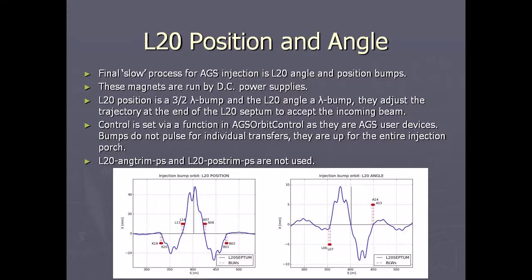let me talk about the injection bump for a moment. So the injection bump consists of backleg windings around AGS main magnets, right? And there are two. There's an angle bump and a position bump. So we control the position and the angle at the downstream end of L20.